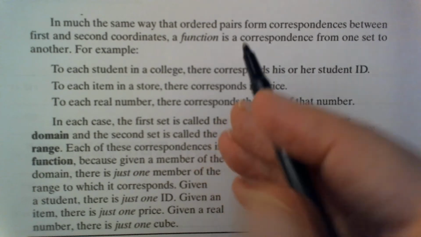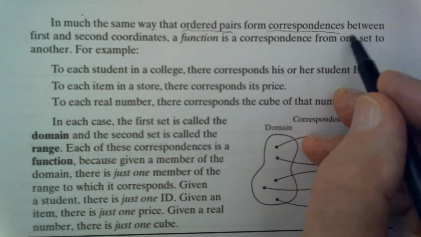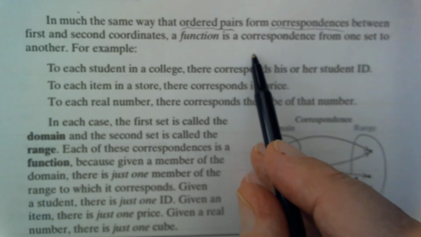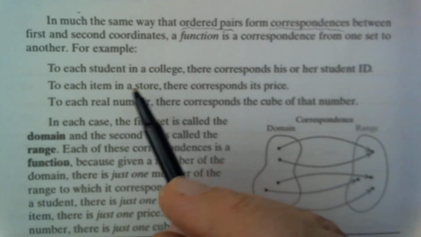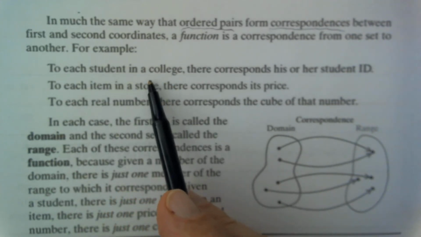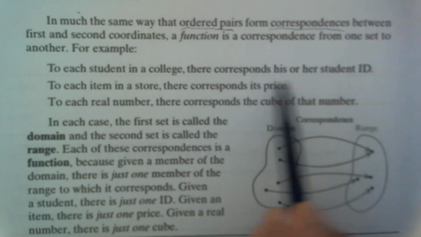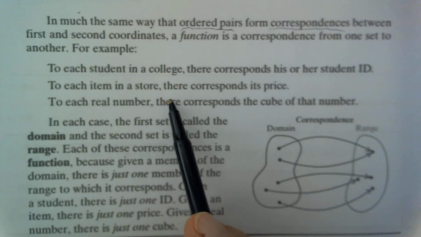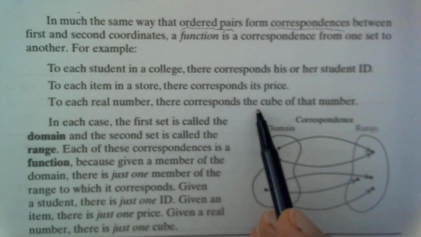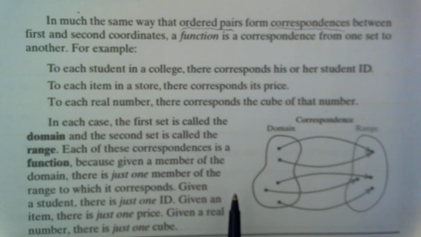So in much the same way that ordered pairs form correspondences between the first and the second coordinates, a function is more general. It's a correspondence from one set to another set. And here are just some very simple examples. For each student in a college, there corresponds his or her student ID. To each item in a store, there corresponds its price. To each real number, there corresponds the cube of that number. So these are just some very simple-minded examples.